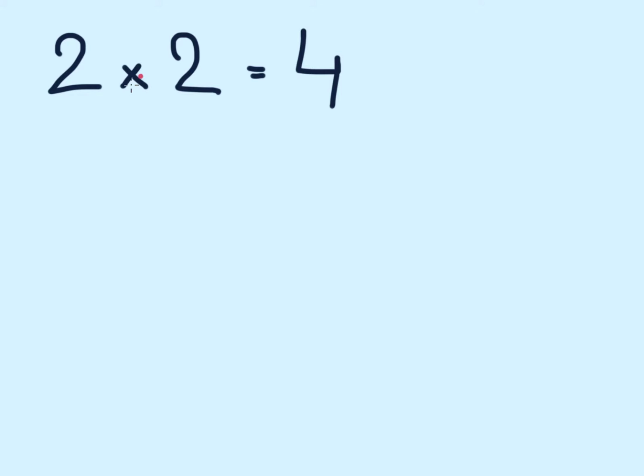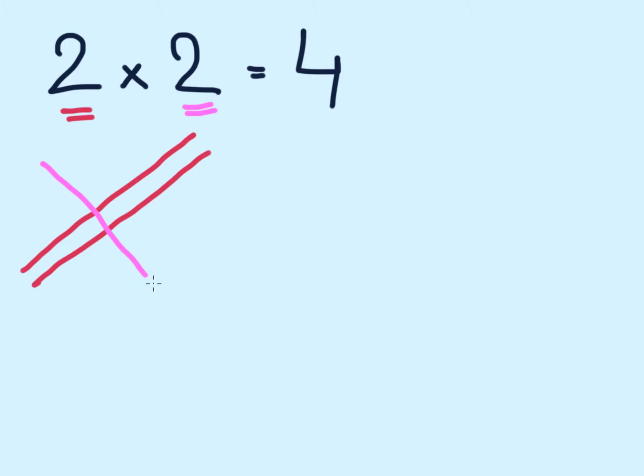So for the first 2, we're going to draw two lines, 1, 2, and for the second 2, we're going to draw another two lines, 1 and 2. Then the focus is on the points of intersection that give us the result. So we'll have 1, 2, 3, and 4. And that's our actual result.